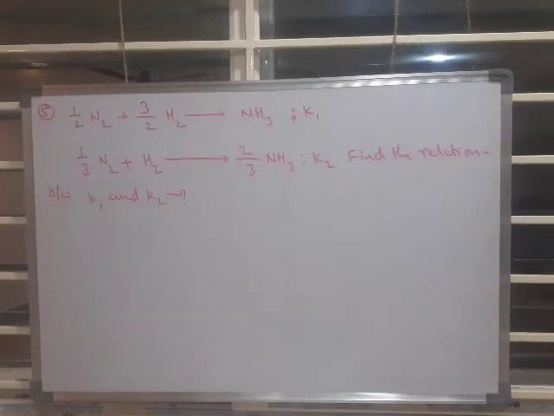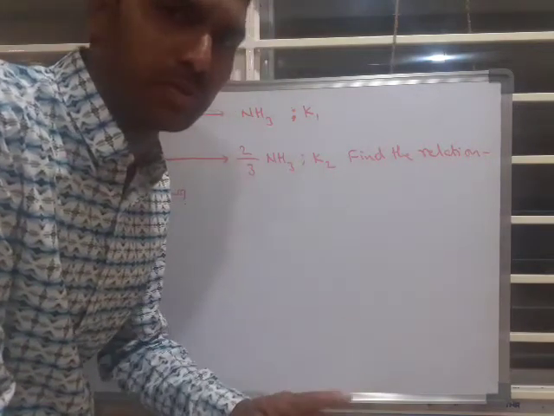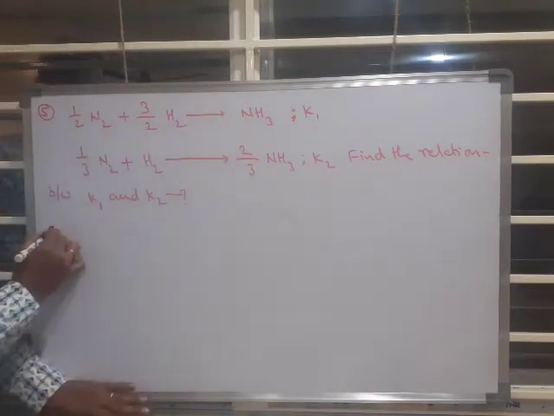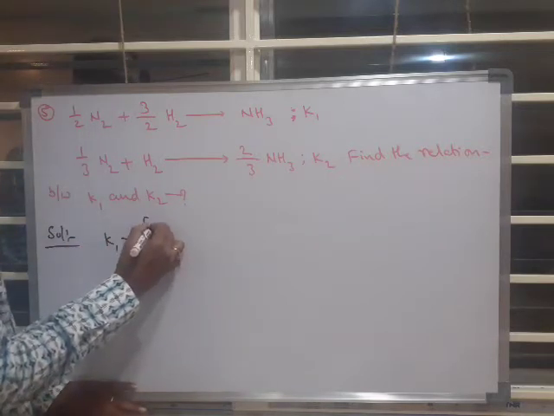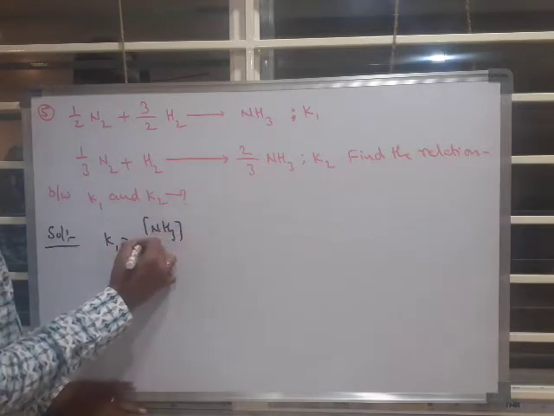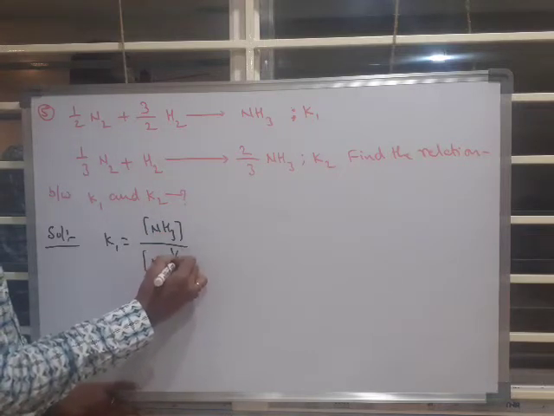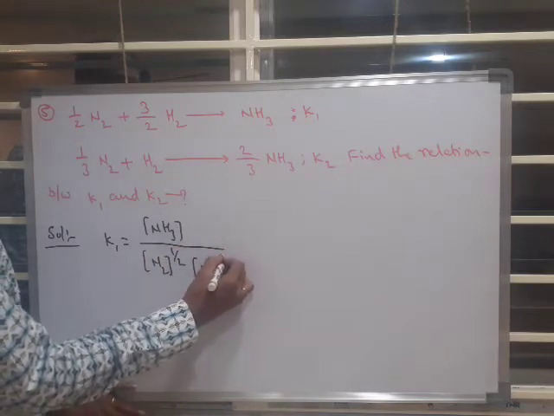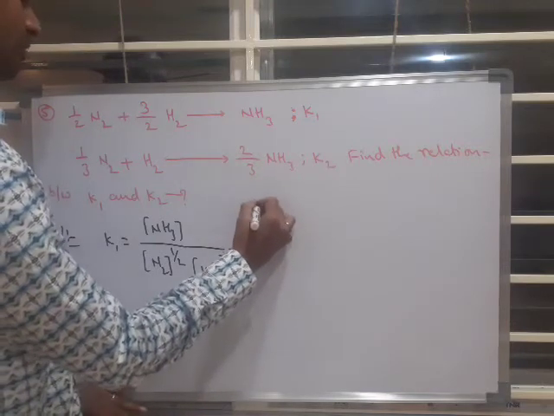Okay, let's see the last problem. Here also two equations are given. We have to find the relation between K1 and K2. There is some difference here, so I have to first find what K1 is. Then only can we guess the relation. First I am writing the concentration of products by the concentration of reactants, for equation 1. So what is K2?